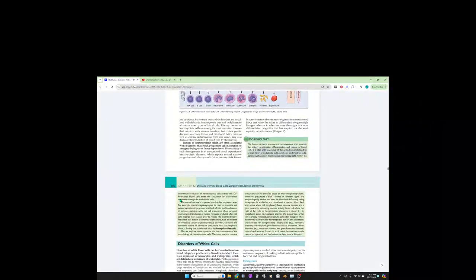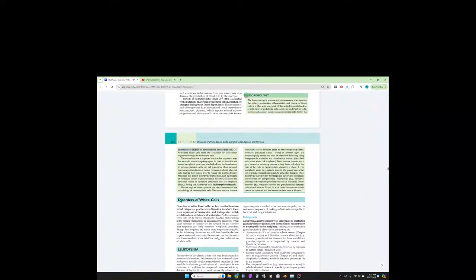It is filled with a network of thin-walled sinusoids lined by a single layer of endothelial cells, which are underlaid by a discontinuous basement membrane and adventitial cells. Within the interstitium lie clusters of hematopoietic cells and fat cells. Differentiated blood cells enter the circulation by transcellular migration through the endothelial cells. The normal marrow is organized in subtle but important ways.